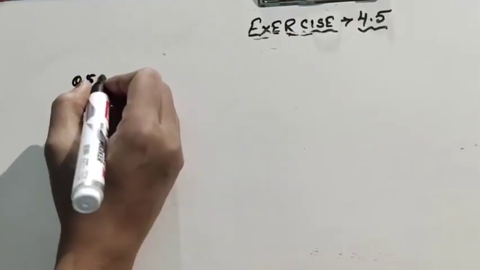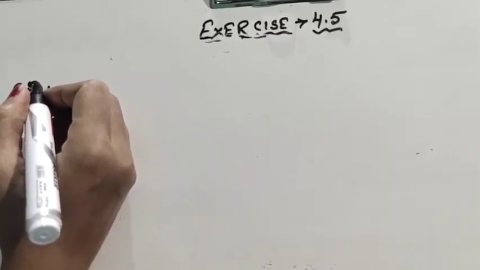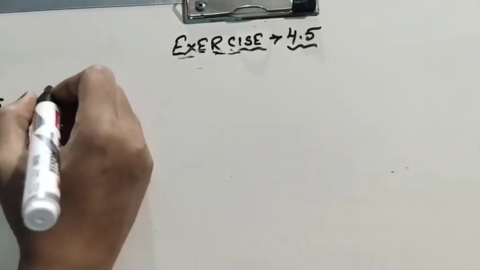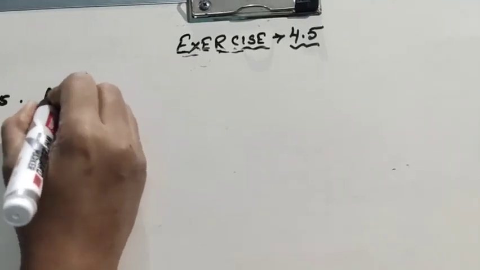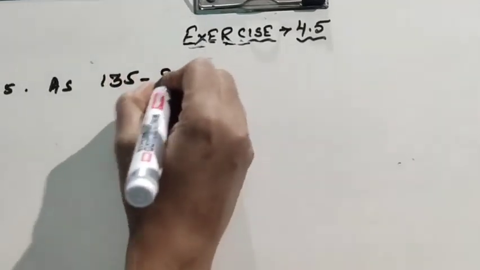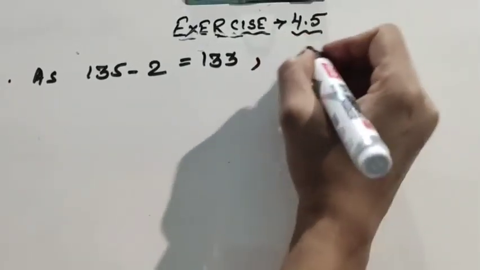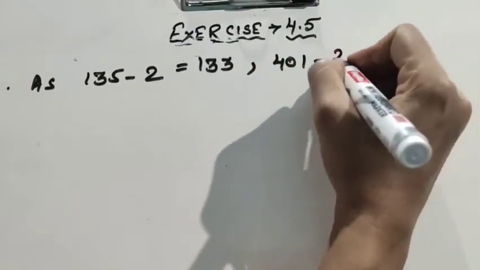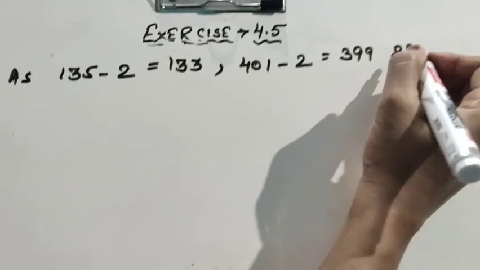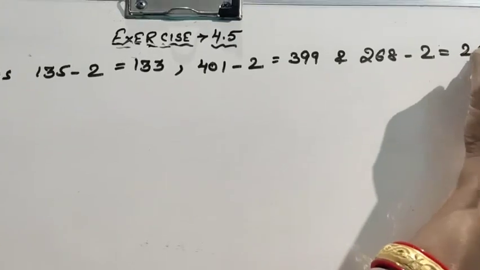Question number 5 is given: find the greatest number that will divide 135, 401 and 268, leaving the remainder 2 in each case. Simply remainder is given 2. So as you know what we will do, 135, remainder is given 2, so minus 2 is equal to 133. Next is given 401 minus 2, which is 399, and the last is given 268 subtract 2, which is 266.